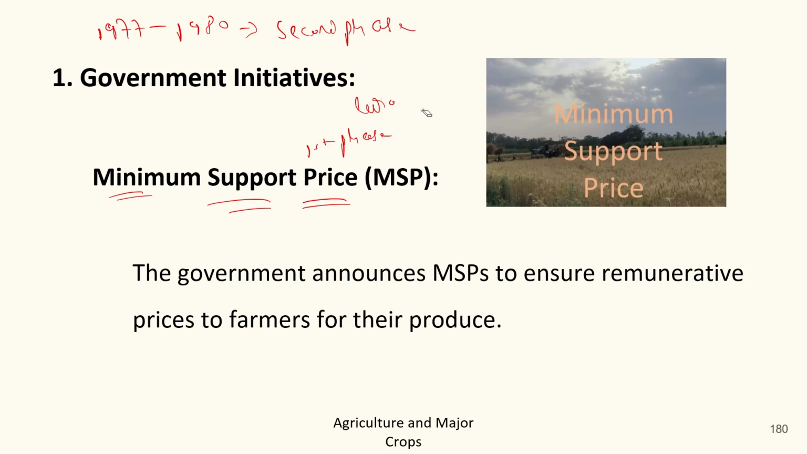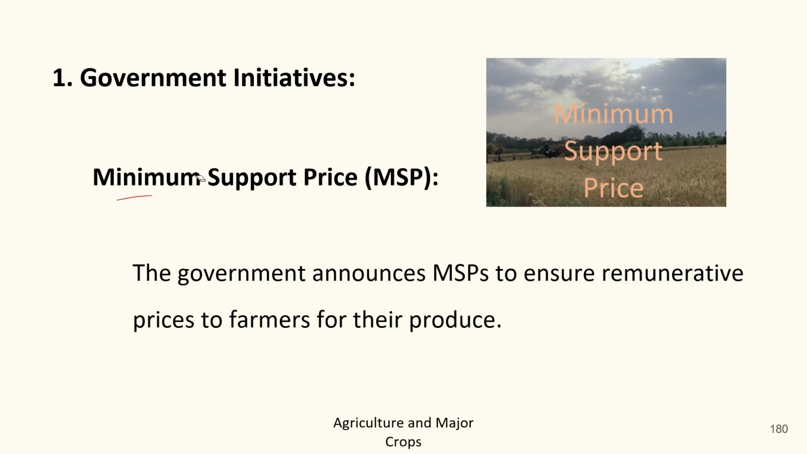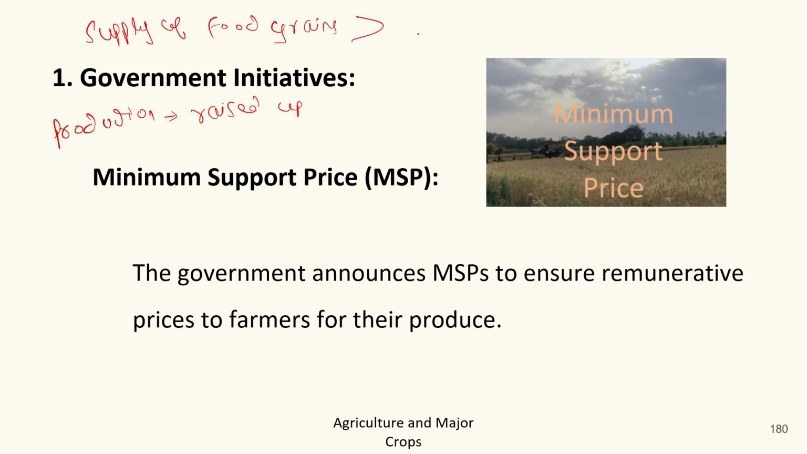What happened during these phases was very uncertain, because suddenly the production went up. Due to this, the supply of food grains overcame the demand of food grains.